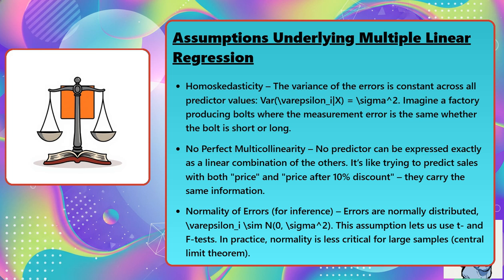Normality of errors: for inference, errors are normally distributed. Epsilon i is distributed as N(0, sigma squared). This assumption lets us use t and F tests. In practice, normality is less critical for large samples, thanks to the central limit theorem.